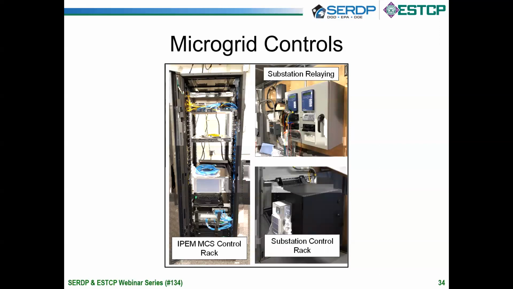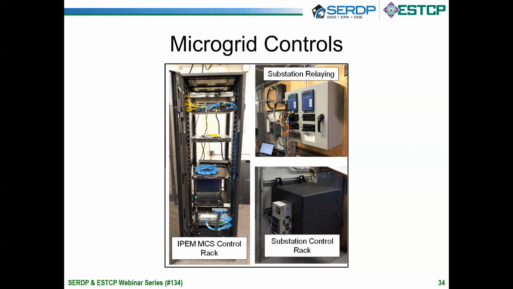So this shows additional control elements that we built. The control rack, which is located in the communications building where the controller is, and again, more networking equipment. Up on the right is the relaying that we installed to meet the utility's requirements for the interconnection at the substation, and then at the bottom right is another one of the control rack boxes that we installed to provide the endpoint protection to the microgrid network.